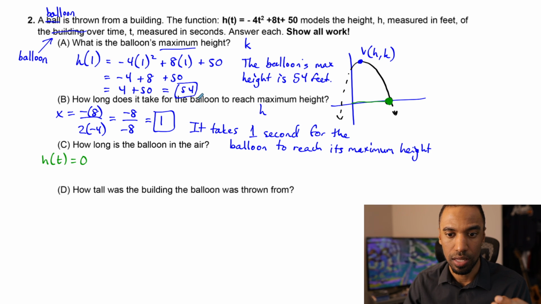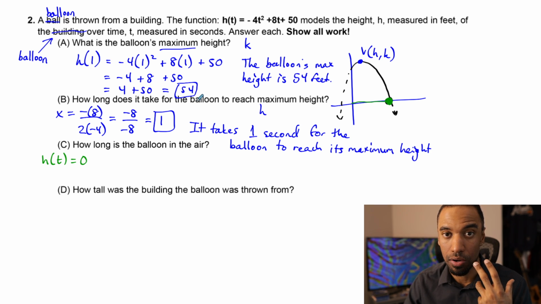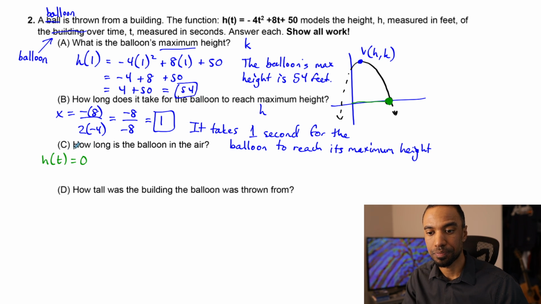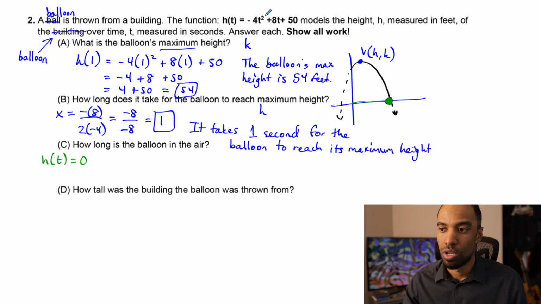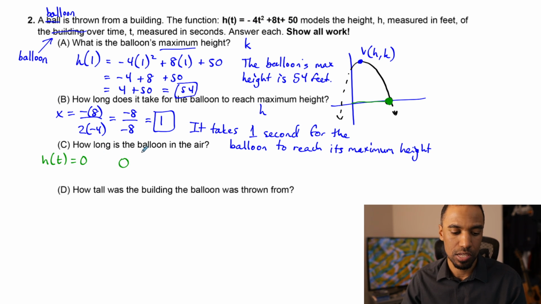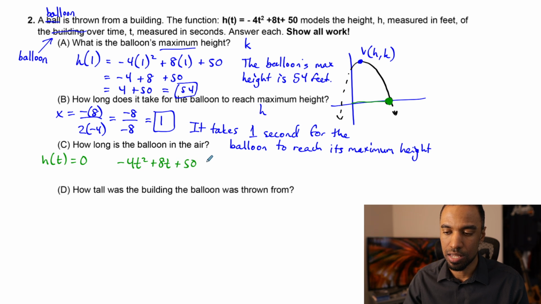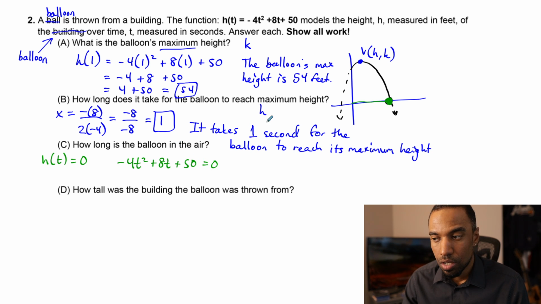If you're asked a question like this on a test, it'd be something that you'd be able to already graph. I wasn't thinking clearly about this bit right here. So we need to find out what t value gives us 0 here. So when does -4t squared plus 8t plus 50 equal 0? Okay, that's what's being asked.